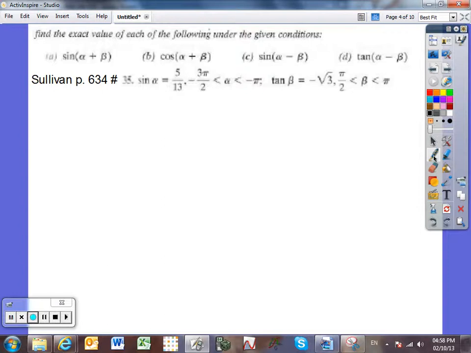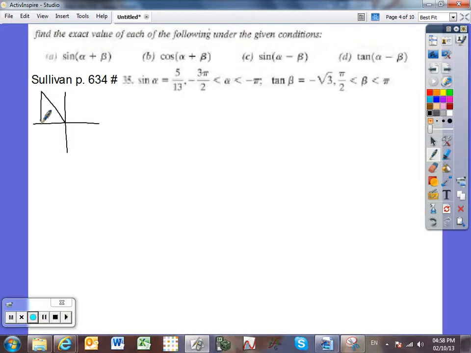If the sine of alpha is 5 over 13, and we're located inside this domain, let's see what we can find out about the cosine of alpha. So let's draw a little diagram of our situation. We are in between negative 3 pi over 2 and negative pi. So we're somewhere in this region right here. So let me draw my angle. That's in between negative pi and negative 3 pi over 2.